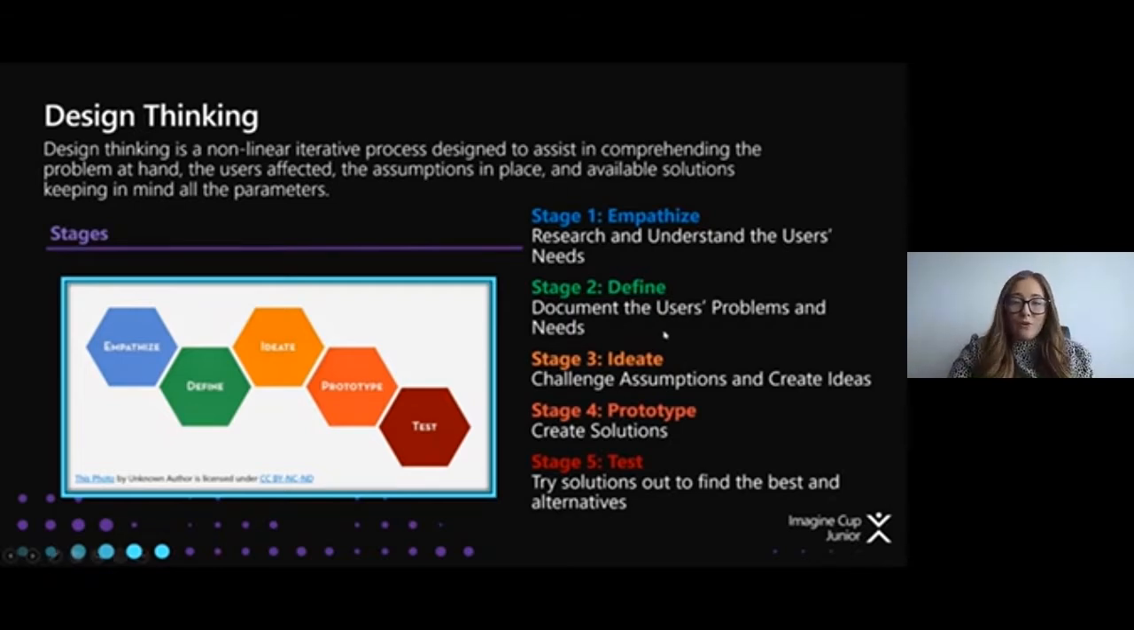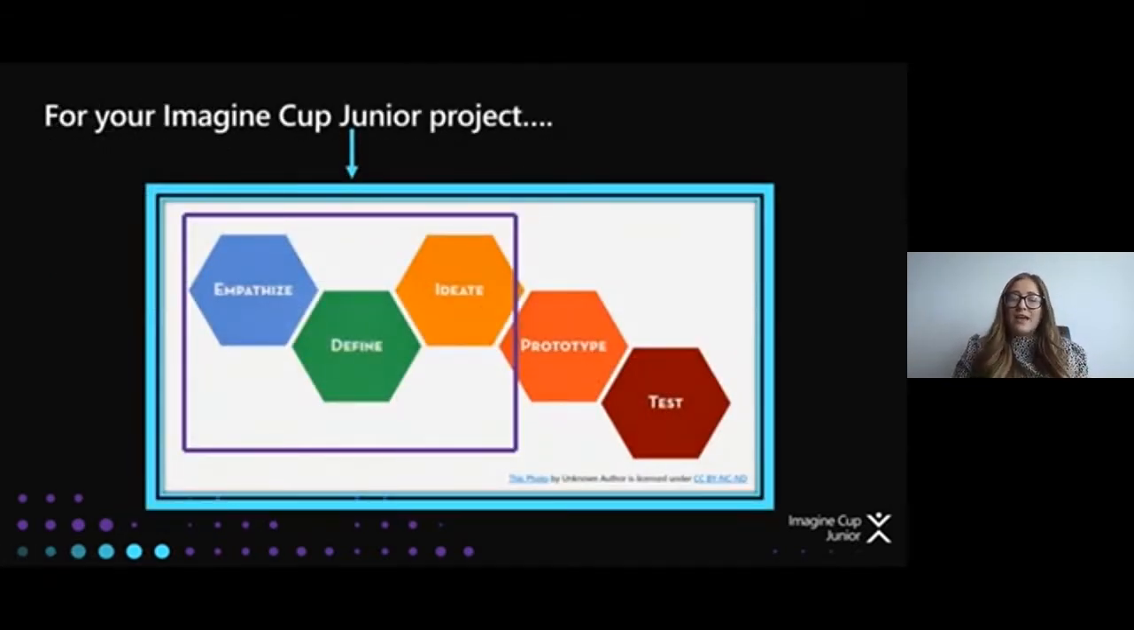Okay, but for your project, you're only going to be asked to focus on the first 3 stages, okay? You're going to be asked to empathize. So you're going to be asked to look for a problem and try to actually understand that problem using empathy. You're then going to be asked to define, which means gather data and information on it. And then finally, you're going to be asked to ideate. So come up with ideas on how to solve this problem.